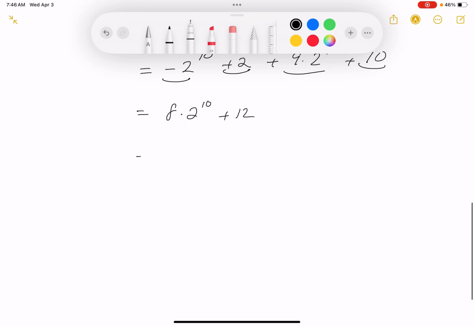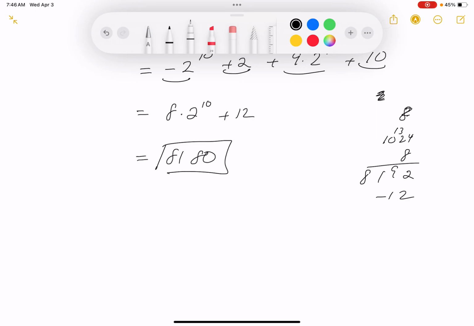All right? Now, I got to do arithmetic now. So 8 times 2 to the 10. And remember, 2 to the 10 is 1,024. Again, 2 times 2 is 4, 8, 16, 32, 64, 128, 256, 512, 1024. Let's do this. 8 times 4 is 32. 8 times 2 is 16. That's going to be 19 now. And then 8 times 0 is 0. And I get 8. Subtract 12. And what do you get there? 8180. All right? So the thing about this one over here, again, arithmetic mistakes can happen.